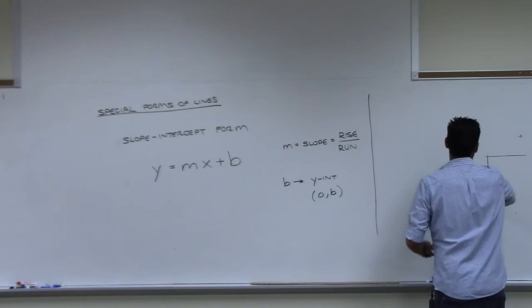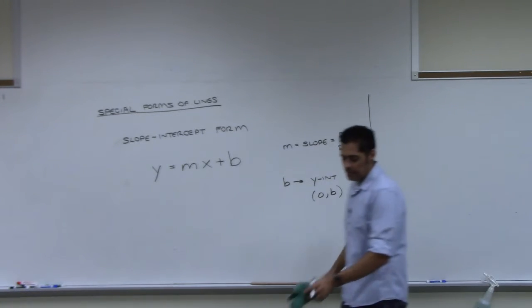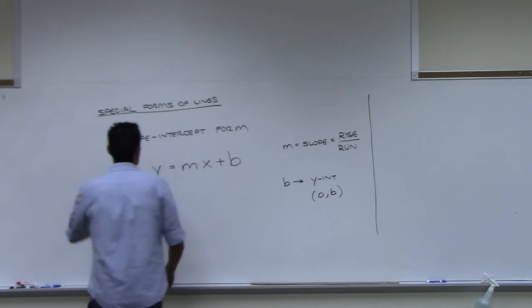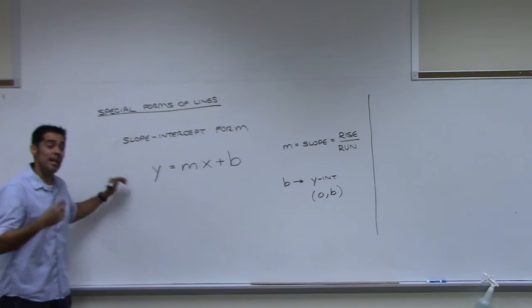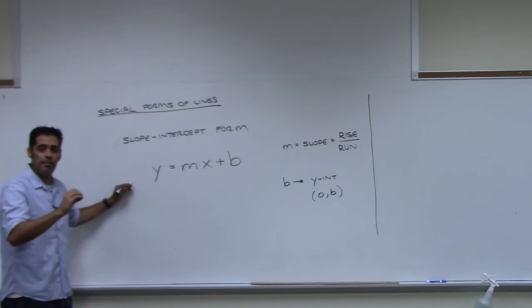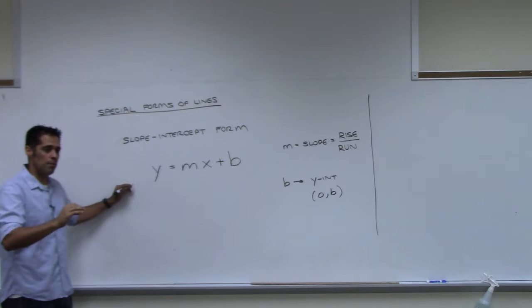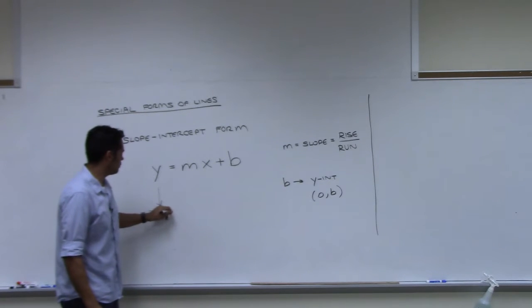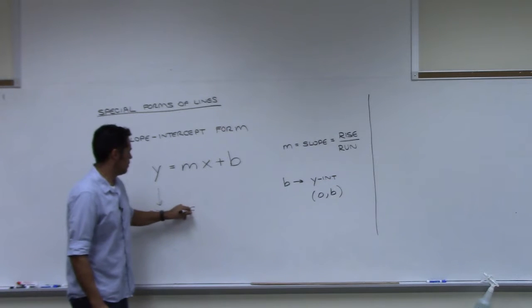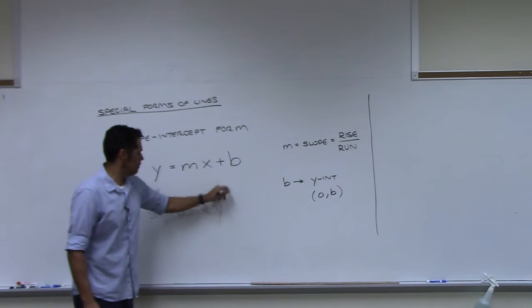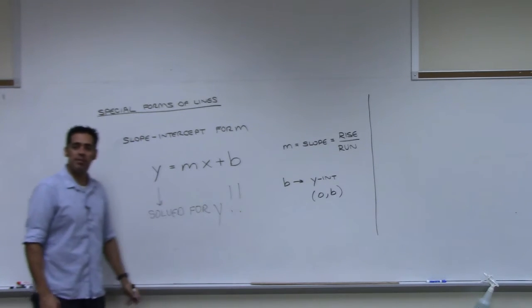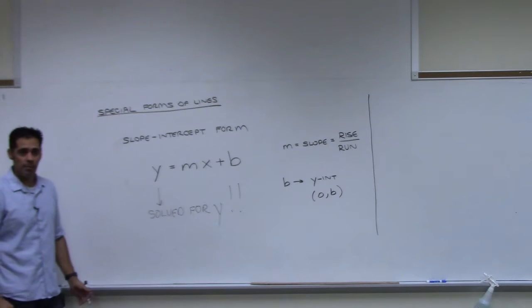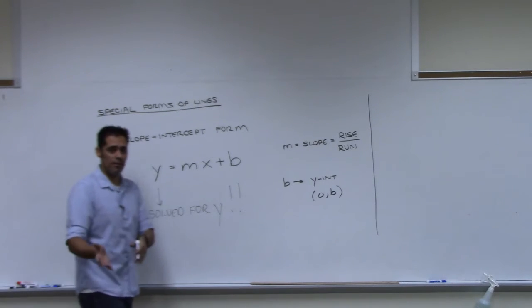Now, what I want you to understand right now is that the difference between slope-intercept form and standard form is very simple. The only difference between the two forms is that this one is solved for y. That's what makes slope-intercept form slope-intercept form. You take the standard form and solve it for y.